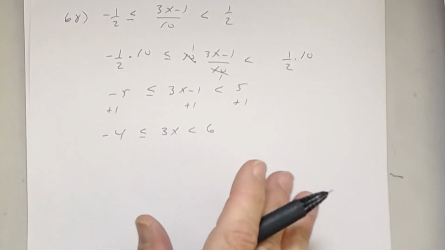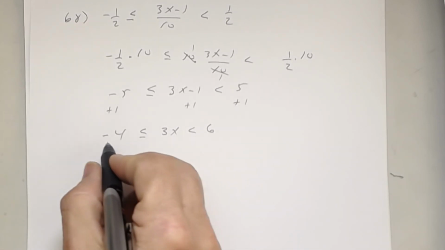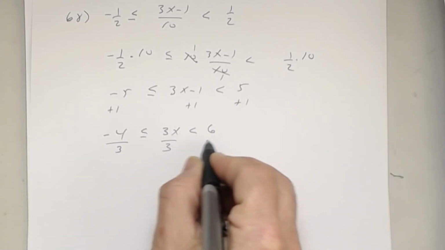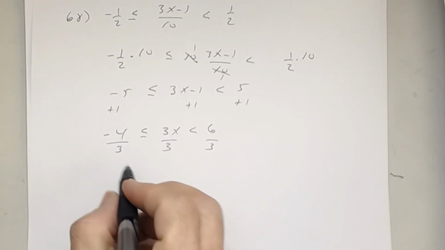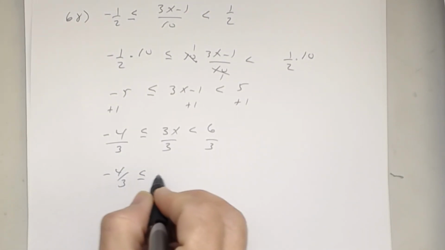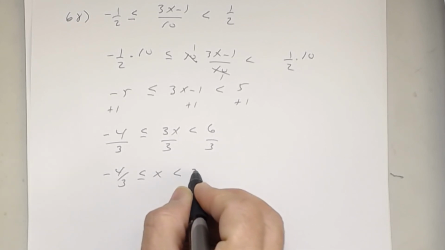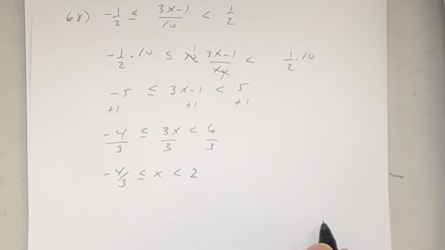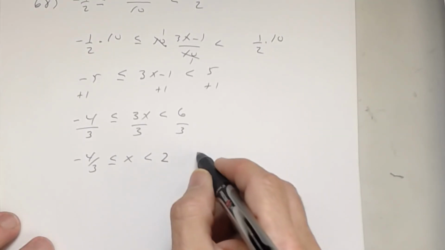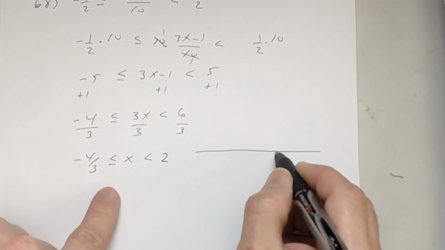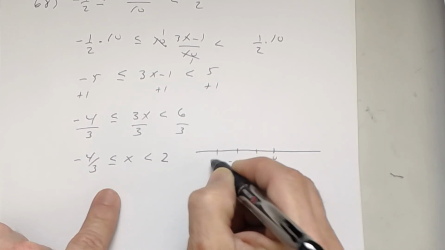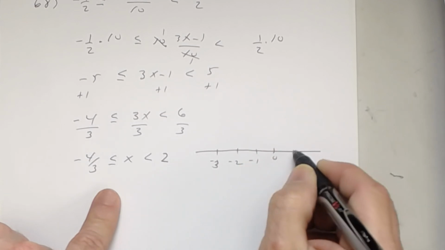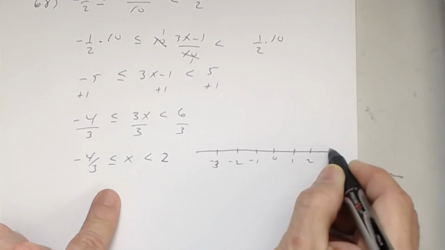Last step. Do I need to reverse anything? Nope. So my solutions would be any real number that's between negative 4/3 and what? 2, right? 2. All right, now, on the number line, let's suppose this is 0, negative 1, negative 2, negative 3. 1, 2, 3.